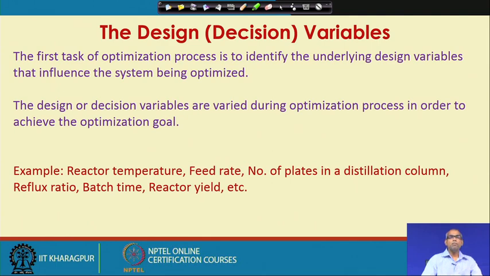So, some examples of design variables or decision variables may be: you find the optimal reactor temperature, optimal feed rate, maybe a constant feed rate, or maybe a feed rate profile. That means, the function of the feed rate with respect to time. So, feed rate may or may not remain constant with time. Number of plates in a distillation column, reflux ratio, optimal batch time, to maximize say product concentration, reactor yield, etc.